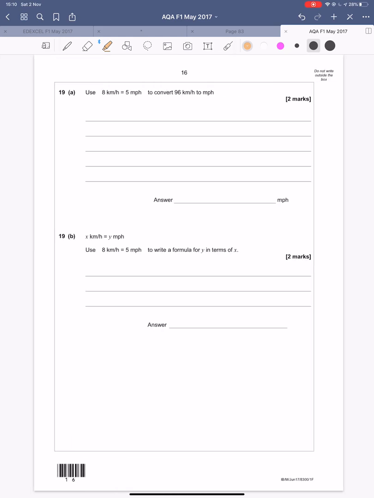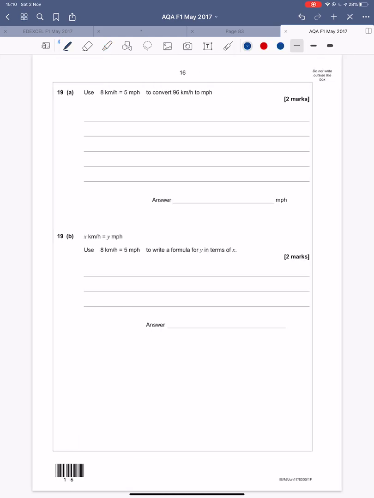Okay, next page. Use 8 kilometres per hour is 5 miles per hour to convert 96 kilometres per hour to miles per hour. So every 8 of the kilometres per hour is 5 of the miles per hour. So we've got 96 divided by 8 to see how many sets of these 8s we've got in here. 8s into 9 go 1, remainder 1. 8s into 16 go 2. So we've got 8 kilometres per hour, 5 miles per hour.